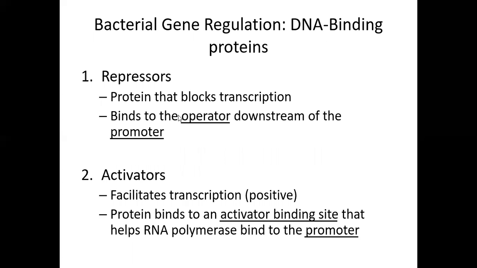Repressors block transcription. And yes, after the promoter, there's an operator sequence, and repressors bind to the operator. So even if RNA polymerase is bound to the promoter and ready to transcribe, it can't transcribe because the repressor is in the way. Activators positively stimulate transcription, which makes sense. An activator would bind to an enhancer or an activator binding site that facilitates RNA polymerase binding to the promoter and upregulates transcription.